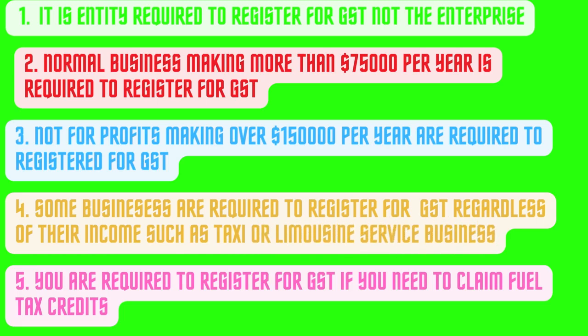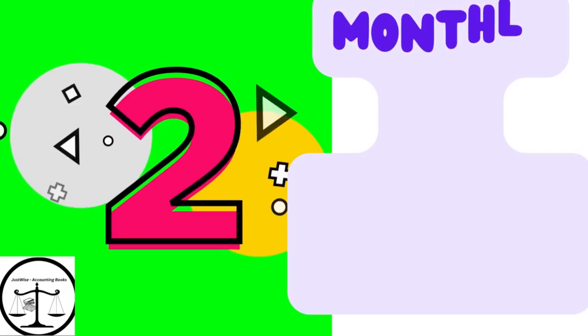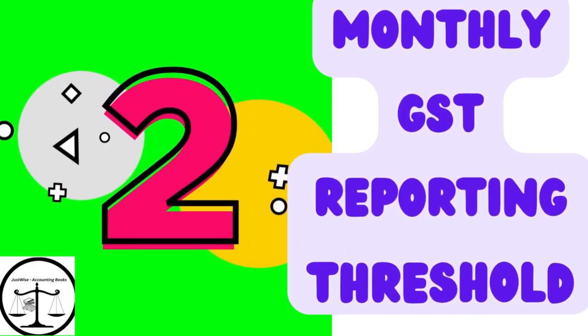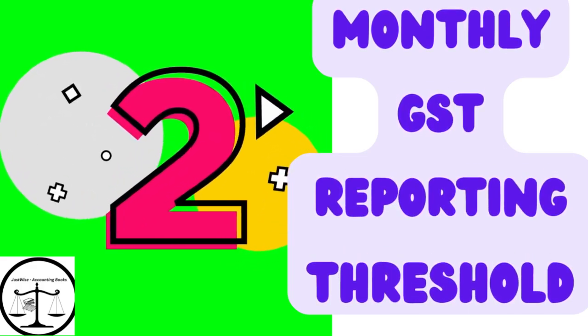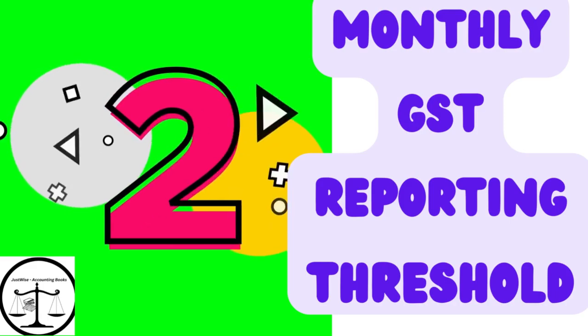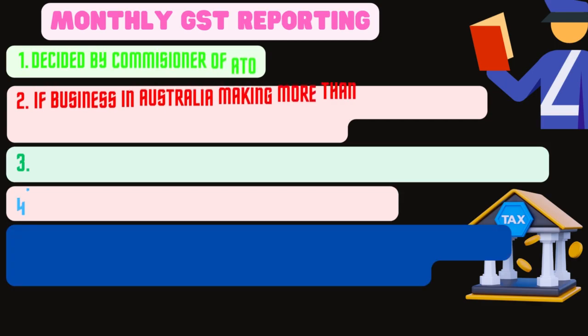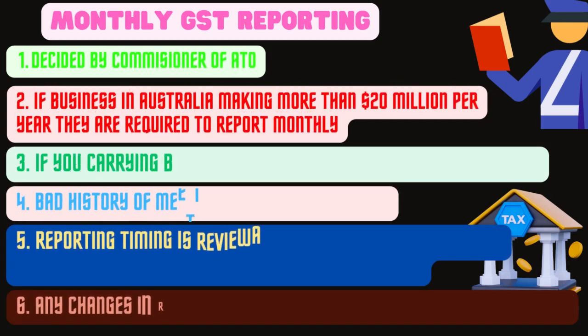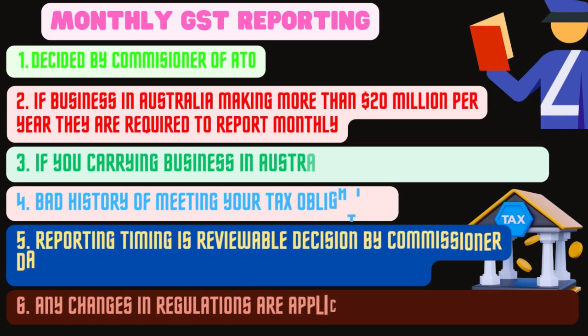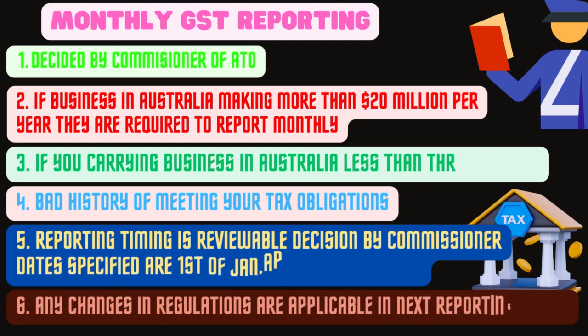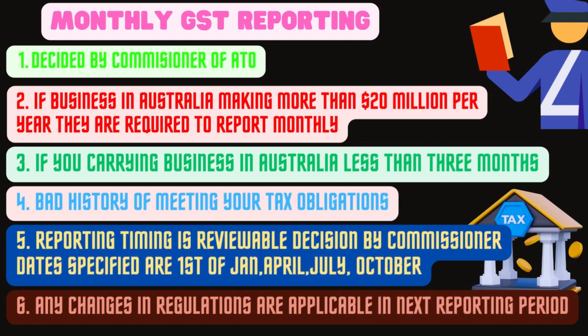2. Monthly tax reporting thresholds, in other words, if a business is going to report GST to the Australian Taxation Office on a monthly basis. Friends, this is a reviewable decision by the Commissioner of the Australian Taxation Office. In other words, the Commissioner decides if a business is required to report GST on a monthly basis based on these conditions.